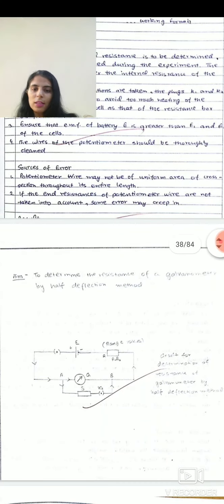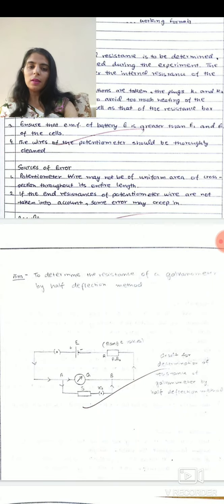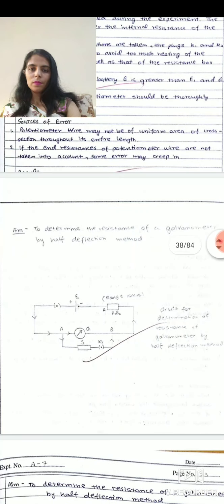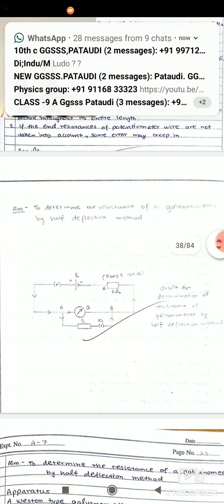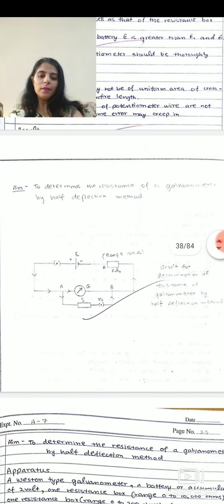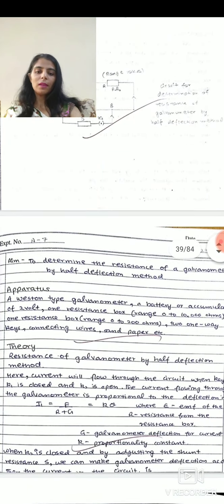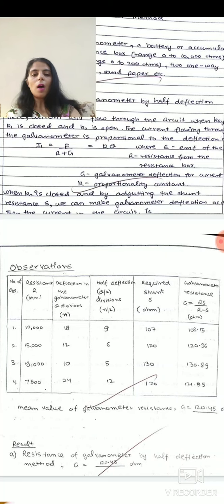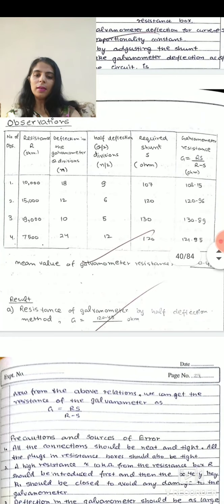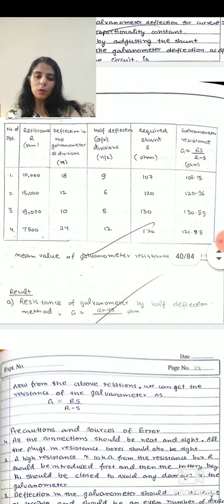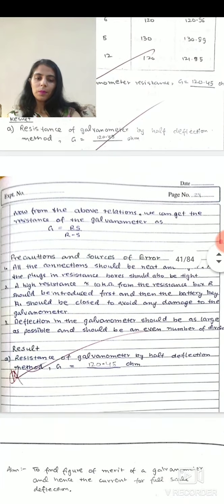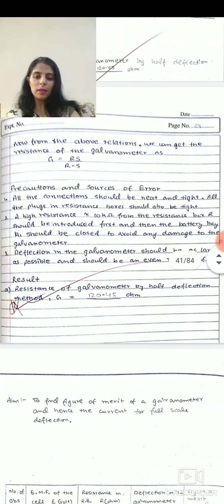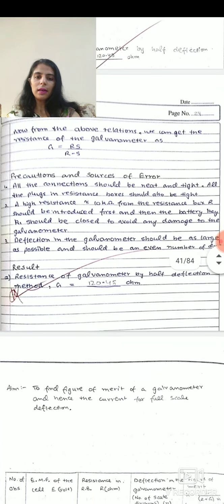Now come to the next experiment, that is to determine the resistance of a galvanometer by half deflection method. Draw its circuit diagram on the left hand side. Then aim, apparatus, theory on the right hand side, observation table on the left hand side. Result should be written on both the sides. Precautions and sources of error should always be written on the right hand side, and then result.